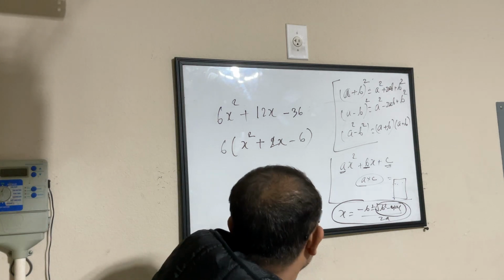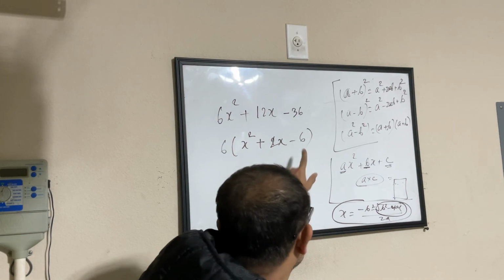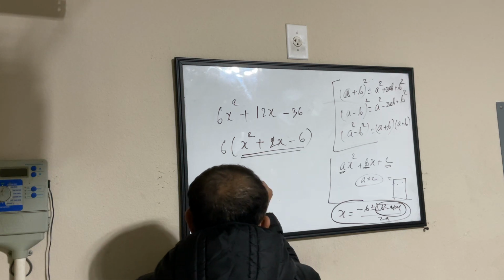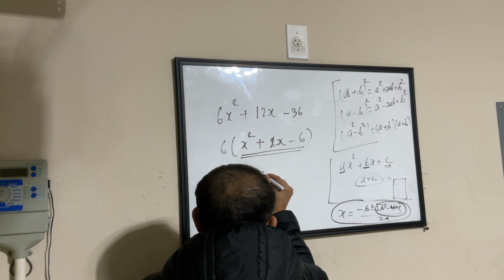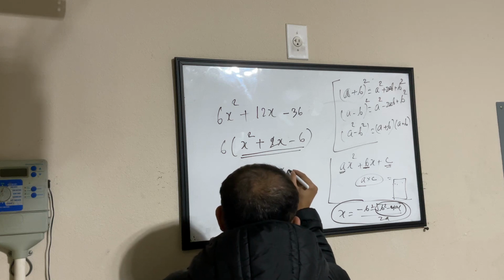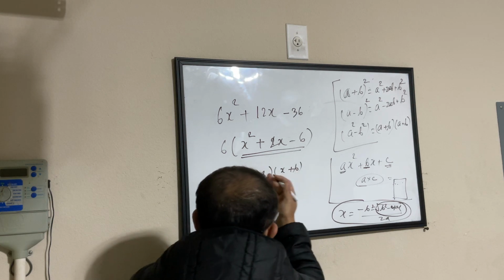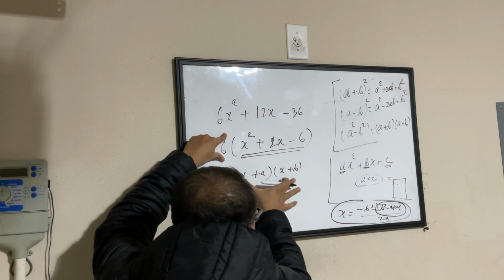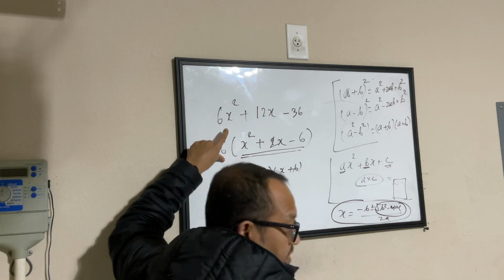Now, what we are trying to do is see if I have a way to factorize this further, because our goal was to convert this into x plus a times x plus b. I mean, b could be positive or negative, a could be positive or negative. So we got this constant out, but we are trying to see if we have a way to factorize this.